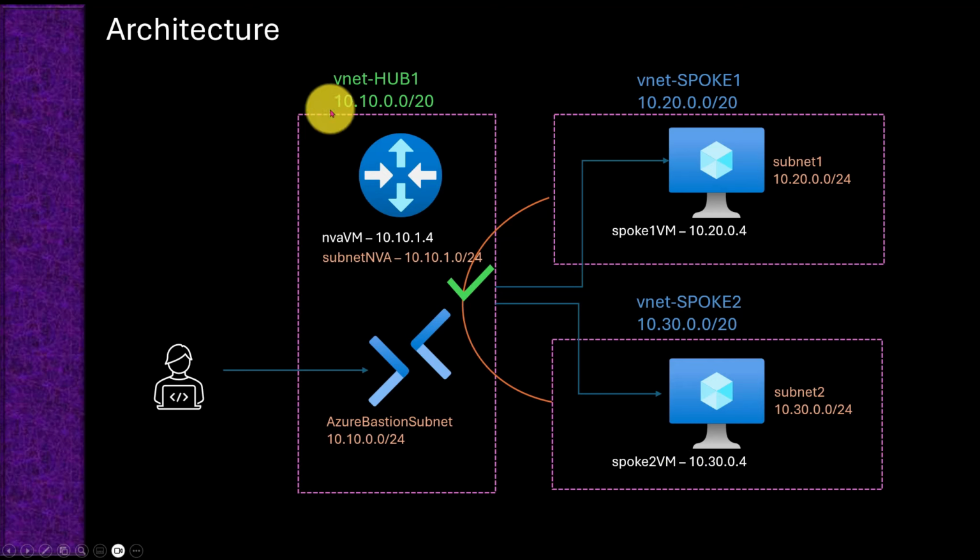All right. The CIDR range is 10.10.0.0/20 for the VNet Hub 1, and for these two spoke networks, 20 and 30. Okay. That is what we're going to do. You see the Azure Bastion here. You can think of deploying it, but I will try to ignore the Azure Bastion in this case.